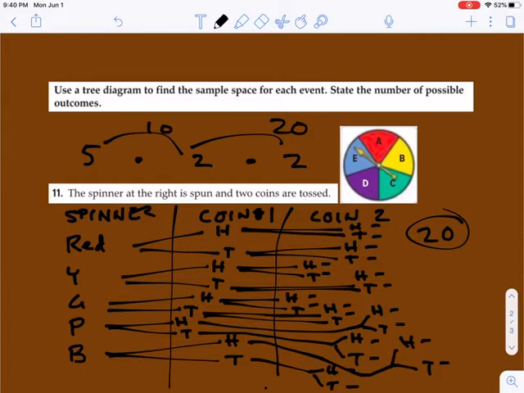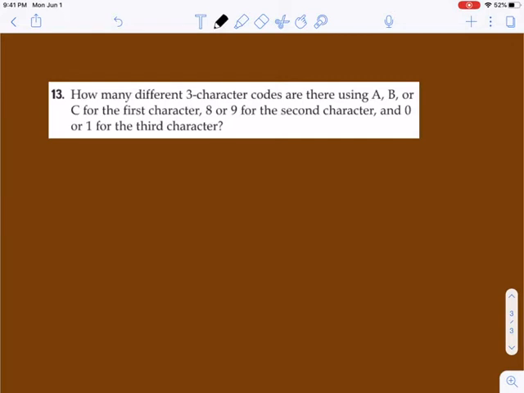So we're gonna do one more tree diagram, but just so you know, these tree diagrams, once you remember how to do it this way, the tree diagrams are just cumbersome and annoying. All right, so how many different 3-character codes are there using A, B, or C for the first character, 8 and 9 for the second, and 0 or 1 for the third character. All right, so we got A, B, C for our first one, right? So we got A, we got B, we have C, and then we have 8 or 9 for this one, right? So we have 8, 9, 8, 9, 8, 9.